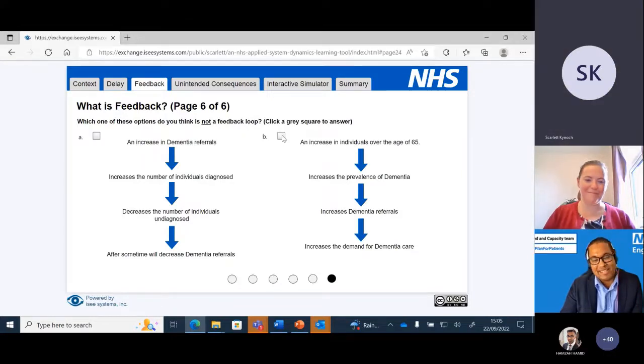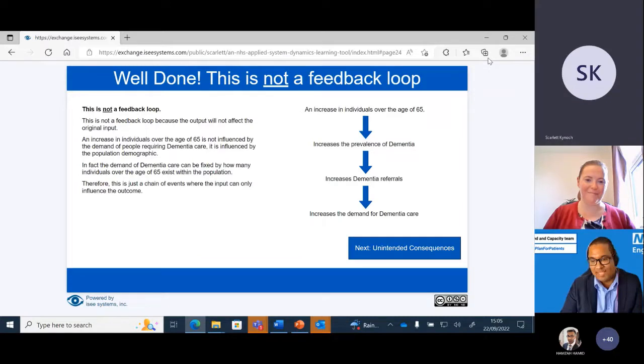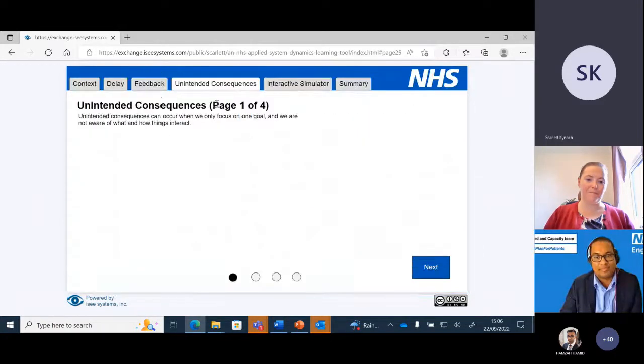Well, let's find out. So let's click on B. The vote, well done. This is not a feedback loop, because the output is not affecting the original input. An increase in individuals over the age of 65 is not influenced by the demand of people requiring dementia care. It's essentially influenced by the population demographic and obviously other factors, but the majority of that. In fact, the demand for dementia care is determined by how many individuals over the age of 65 exist within the population. Therefore, this is just a chain of events where the input can only influence the outcome. Now, I'm going to go back to the other feedback loop.